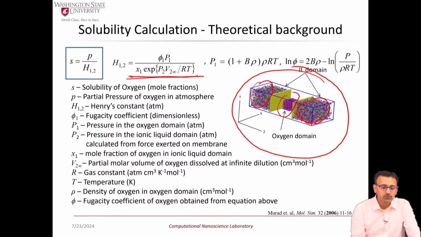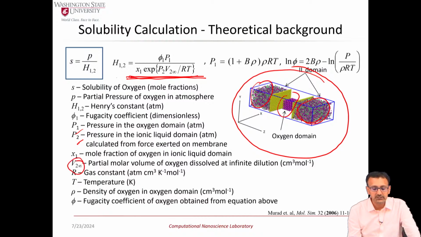To calculate the Henry's coefficient, we use a thermodynamic expression which is given by this, and I have explained what each term in here is. P is pressure, and the suffixes 1 and 2 refer to the gas we are looking at, in this case oxygen, and the liquid, which in this case is the ionic liquid. V2 infinity is the partial molar volume of oxygen dissolved at infinite dilution, which means just one oxygen molecule dissolved in this ionic liquid. That is infinite dilution. What is the partial molar volume? That is V2 infinity.